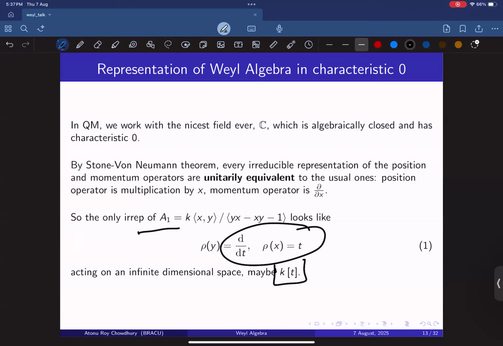So we have so far established that every irreducible representation of the first Weyl algebra is infinite dimensional, and the representation space is either K[t] or L2 of R. Yeah, so far, so good. Any questions? No? So now we are going to see whether there are any finite dimensional representations or not.